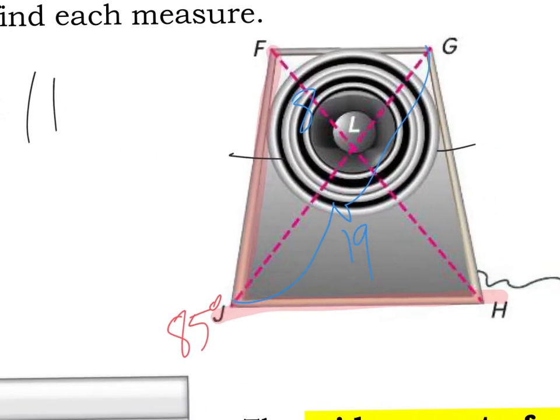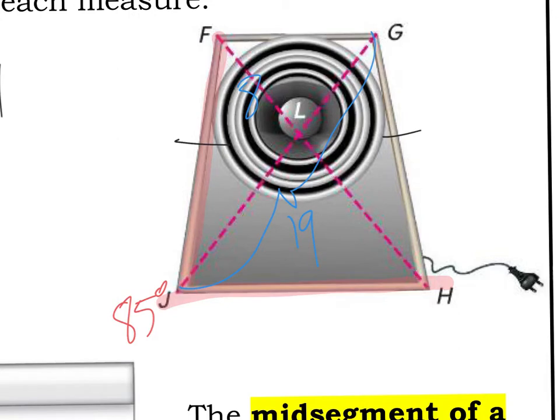And then now I'll figure out FGH. So if FJH is 85, then we can conclude that, let's see, how do I want to say it, angle JHG or GHJ is also 85 degrees. All right? And we know that the sum of the angles in a quadrilateral is 360 degrees. So we have 85 and 85, so that's 85 times 2, which is going to be 170 degrees.